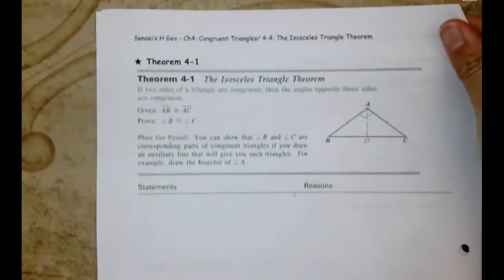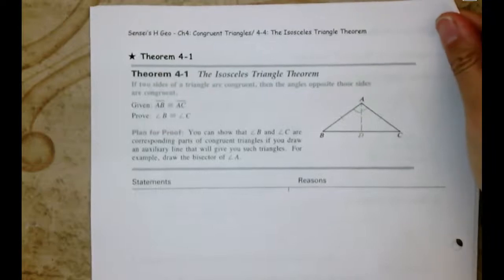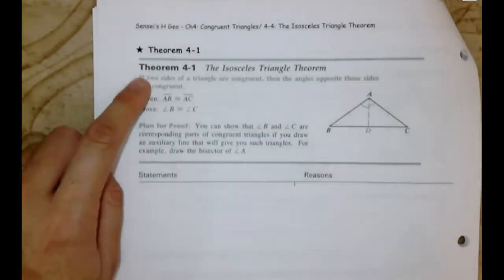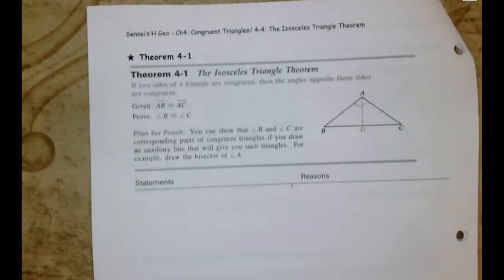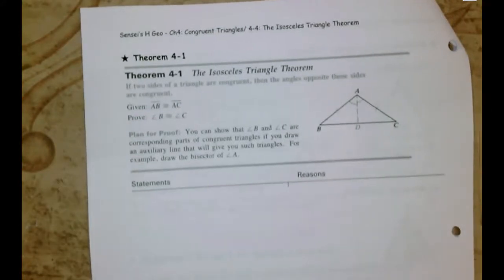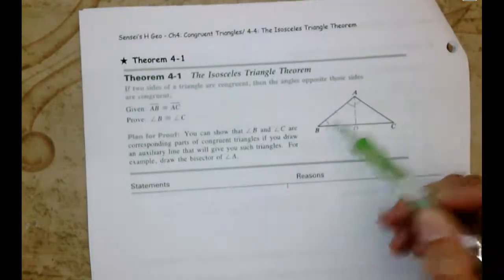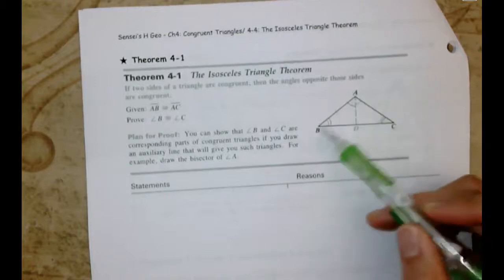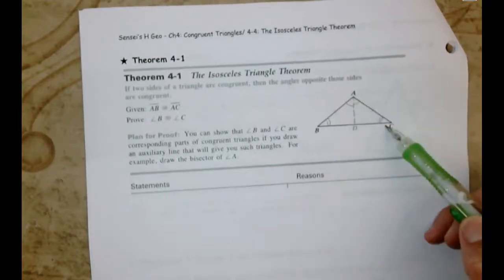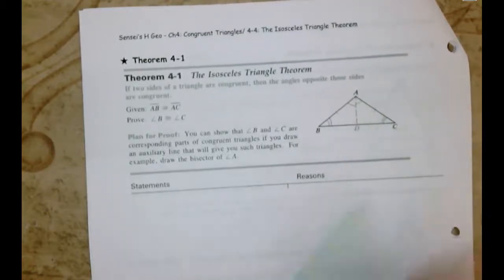Okay, all right, so here's theorem 4.1, the isosceles triangle theorem. This is the first theorem that comes up in chapter 4. So far what we used were postulates. Okay, so if 2 sides of a triangle are congruent, then the angles opposite those sides are congruent. So the angles opposite are these. So the 2 base angles are congruent. Okay, so given AB is congruent to AC, angle B and angle C are congruent.